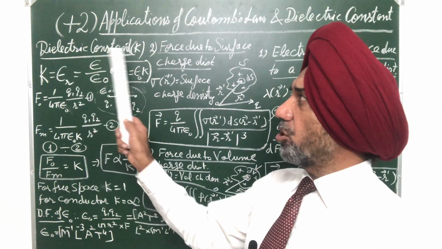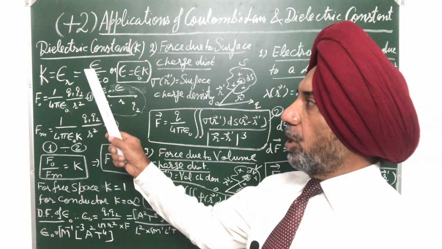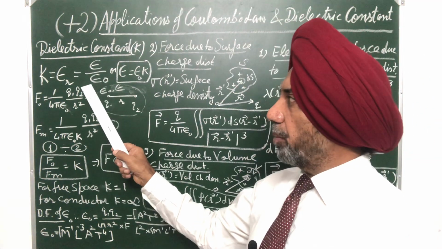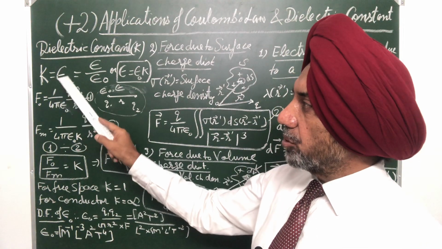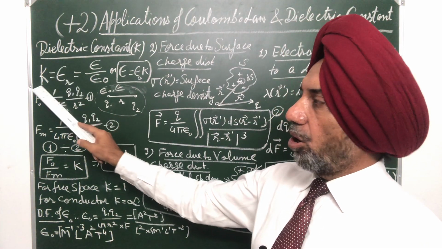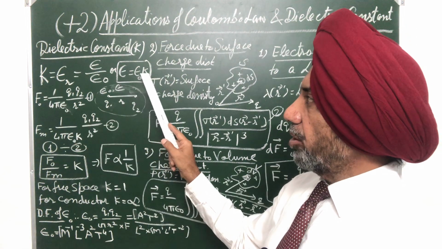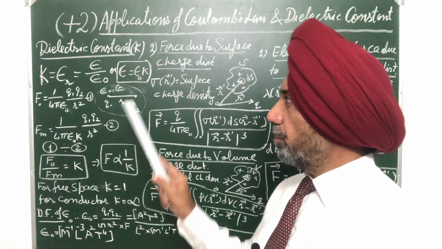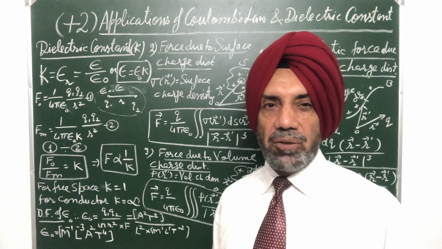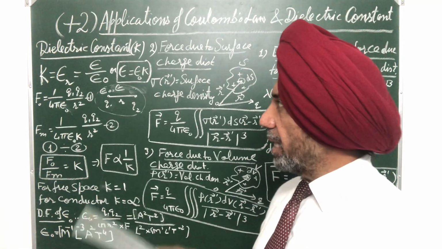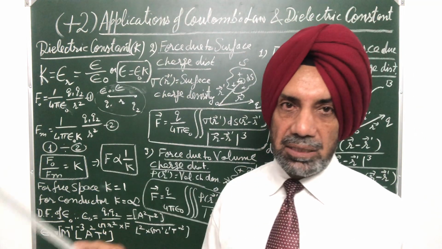Now what is the dielectric constant? The dielectric constant may be defined as the ratio of the permittivity of a medium to the permittivity of free space. It is also called relative permittivity. It is denoted by epsilon r or capital K. So epsilon is equal to epsilon naught K, where epsilon naught is the permittivity of free space, whose value is a constant, 8.85 into 10 to the minus 12 in SI units. And this epsilon depends upon the nature of the medium in which the charges are situated.